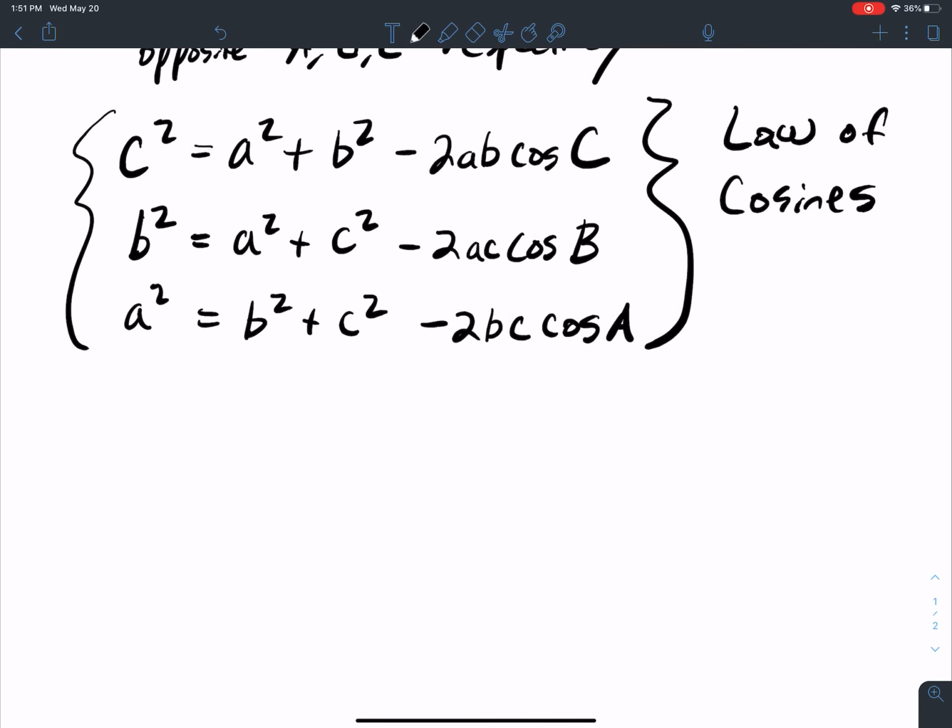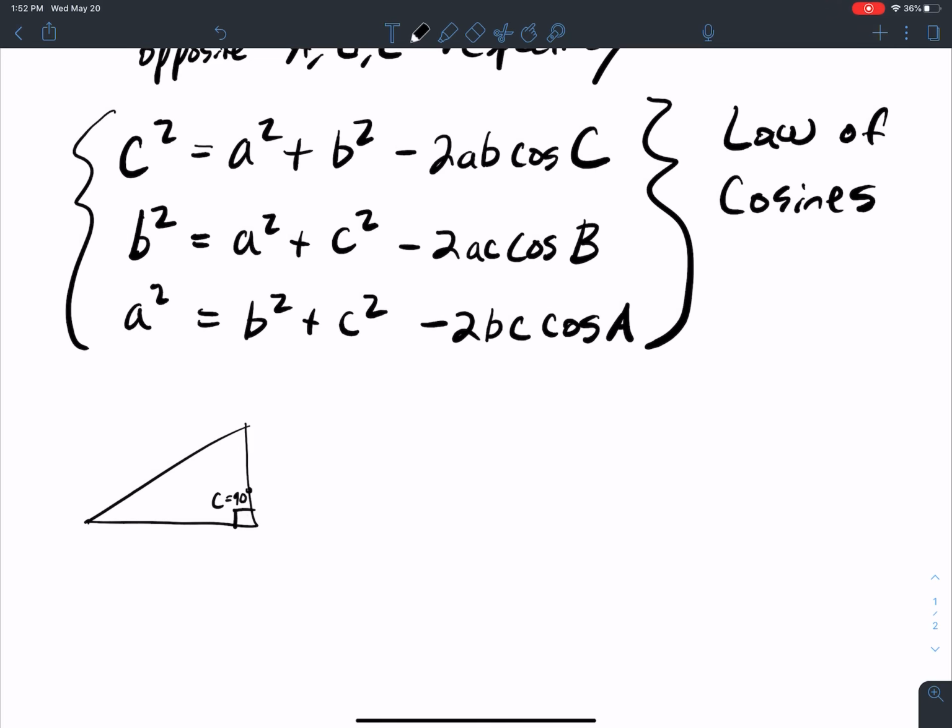But the law of cosines: the square of one side of a triangle equals the sum of the squares of the other sides minus 2 times their product times the cosine of the included angle. Okay? So observe that if a triangle is a right triangle, where C is equal to 90 degrees.